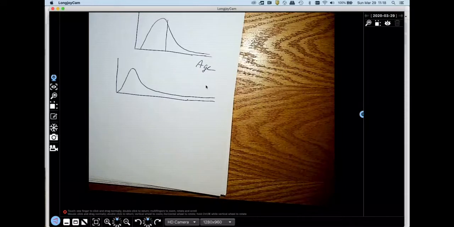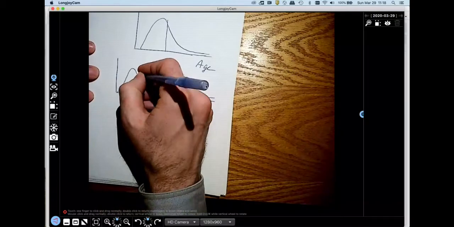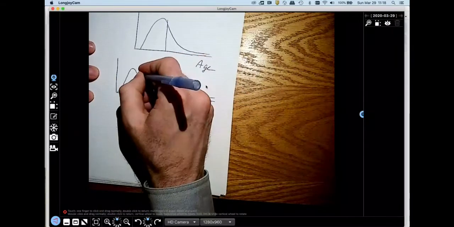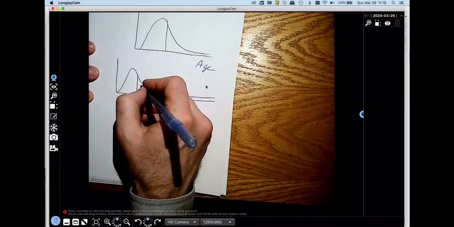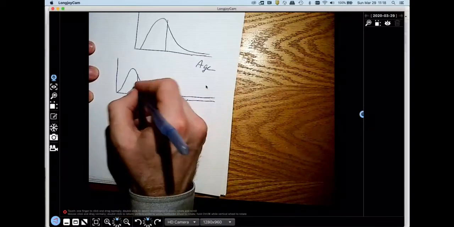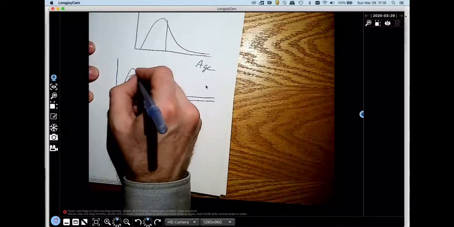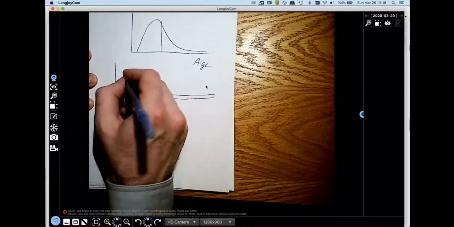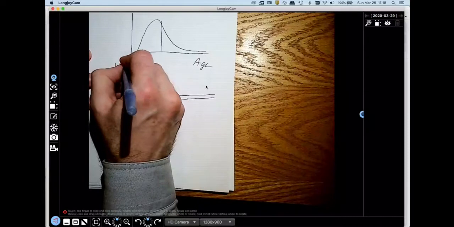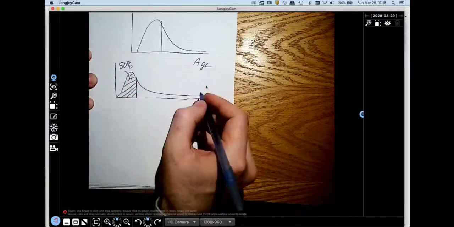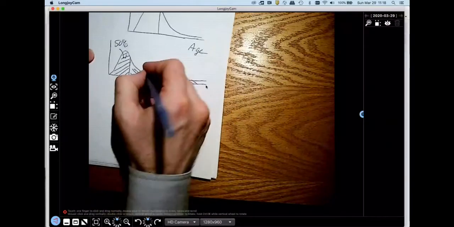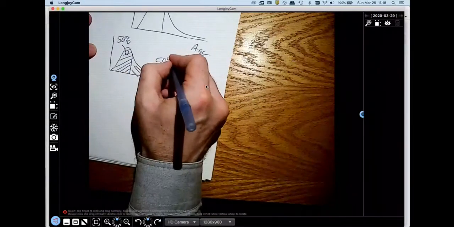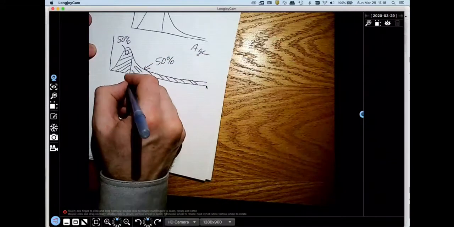So remember, histograms work on area. So I have to find the point, so maybe it's about here, such that the area to the left, I'm going to do some shading to try to represent this area, has to be half, 50%, and the area to the right, so let's just shade away over here, that area is also 50%, and this is the median.